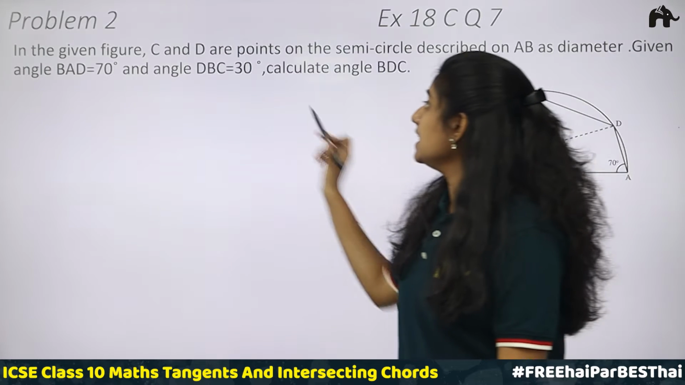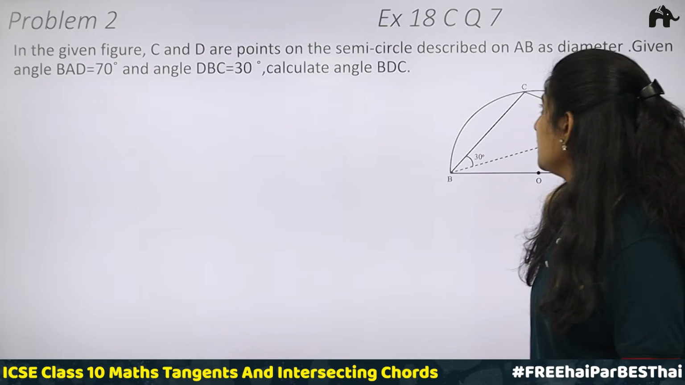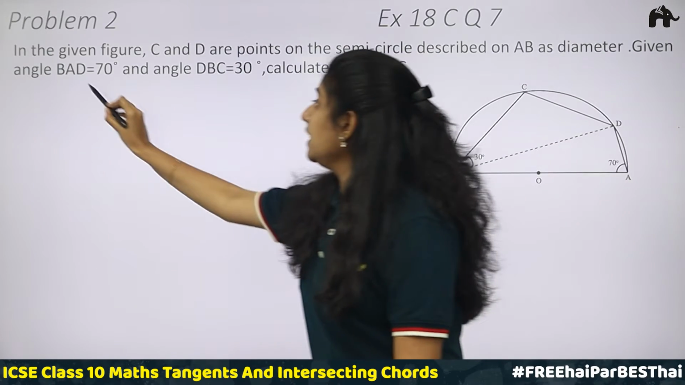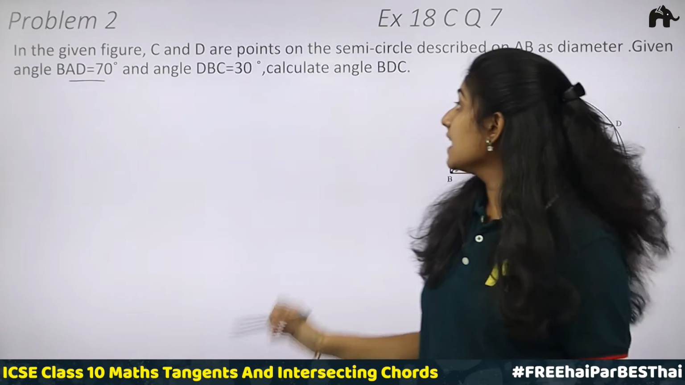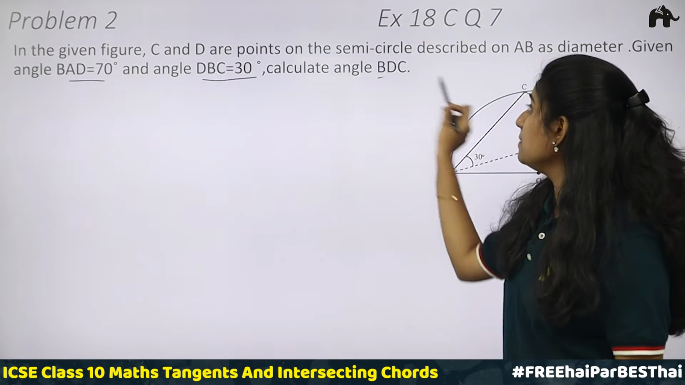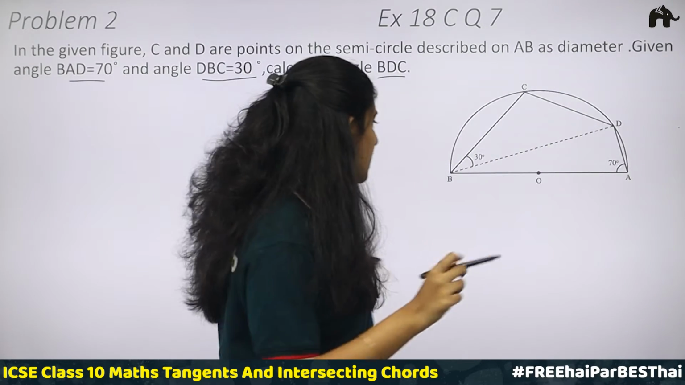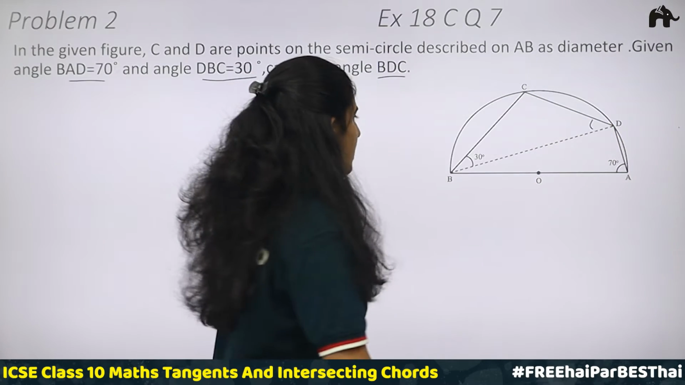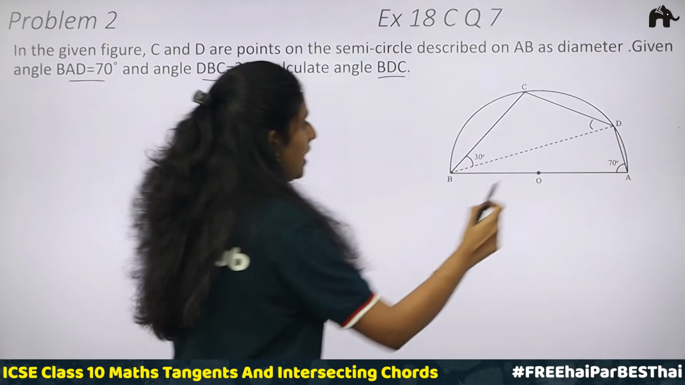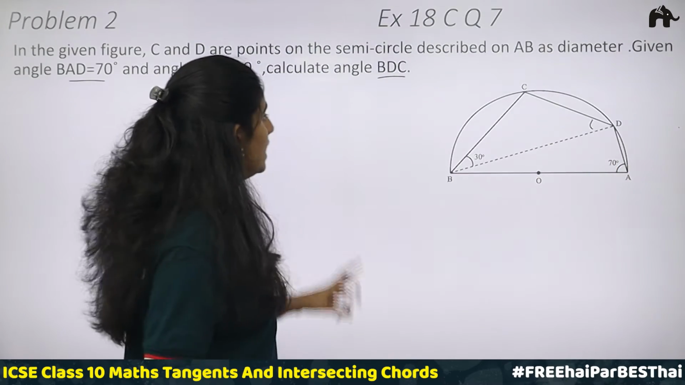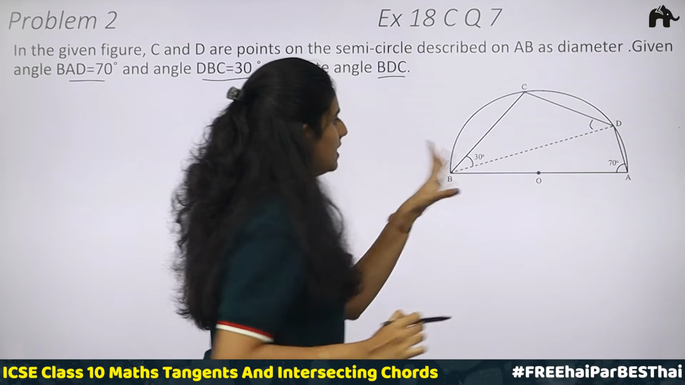In the given figure, C and D are points on the semicircle described on AB as diameter. Given angle BAD is equal to 70 degrees and angle DBC is equal to 30 degrees. Calculate angle BDC. Where do we have BDC? This angle we have to find. Angle BAD is this angle, which is 70 degrees, and DBC, this angle, is 30 degrees.